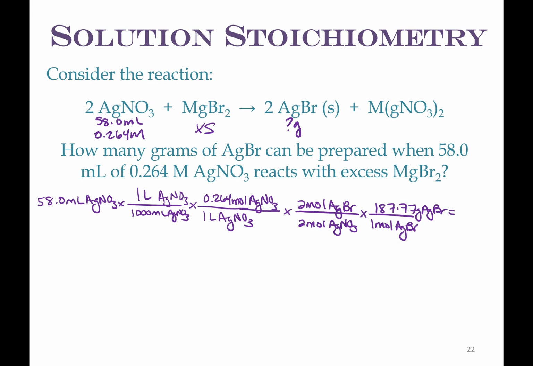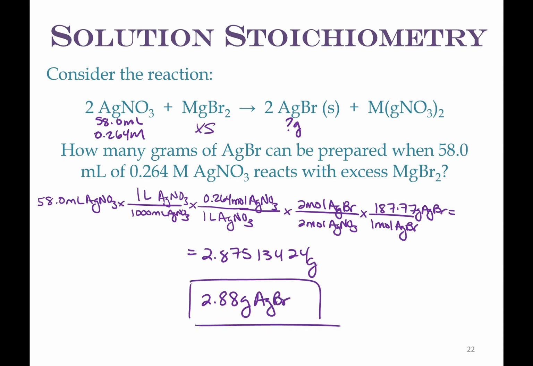So 58 divided by 1,000 times 0.264 times 2 divided by 2 times 187.77. And that will give you 2.87513424 grams. And we need 3 sig figs here, so 2.88 grams of silver bromide. So that's how much is going to precipitate out. Good. How did it go? Well, I hope it went well. We're going to keep doing some more.